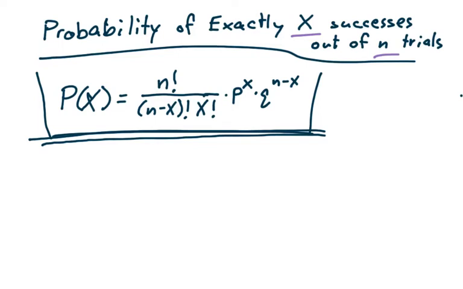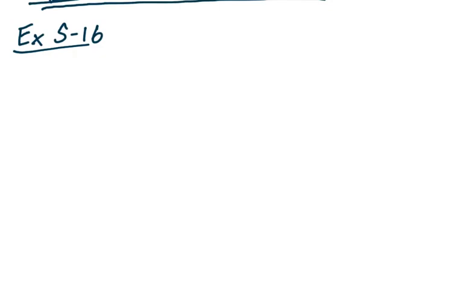So all of the examples that we'll be looking at will be utilizing this table of values, and I'll be referencing that. In example 5-16, we're talking about tossing coins. It says a coin is tossed 3 times. Find the probability of getting exactly 2 heads.